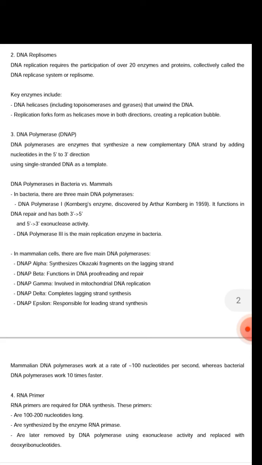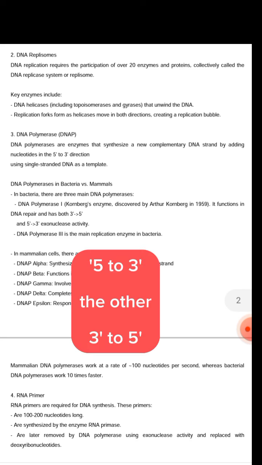So the helicases are special because helicases can unzip the DNA in two directions. Now in DNA there are two directions. One direction is the strand runs from a 5' end to a 3' end, and the opposite direction is from the 3' end to the 5' end.